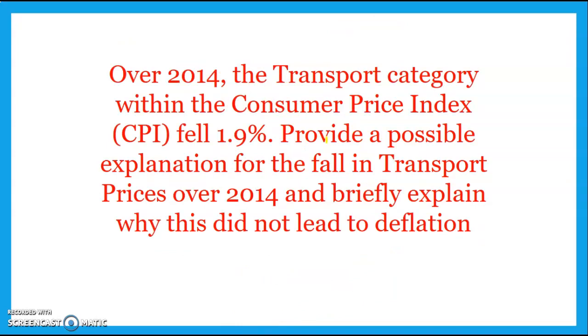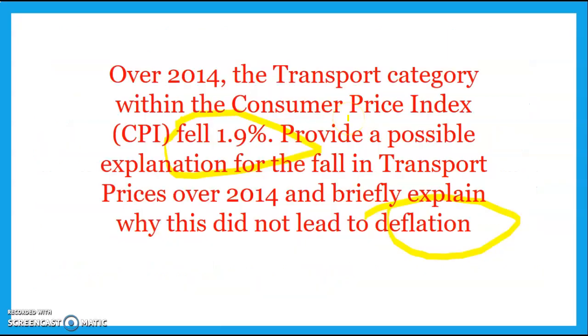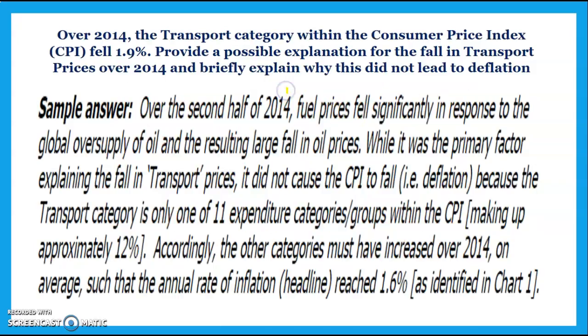Another question, it says over 2014 the transport category within the consumer price index fell by 1.9%. Provide a possible explanation for this and why it did not lead to deflation. So there's two things you need to do there. One, basically over the second half, fuel prices may have fallen, so transport will generally go down if petrol's cheaper, because there's an oversupply of oil, or it becomes cheaper to run your cars.